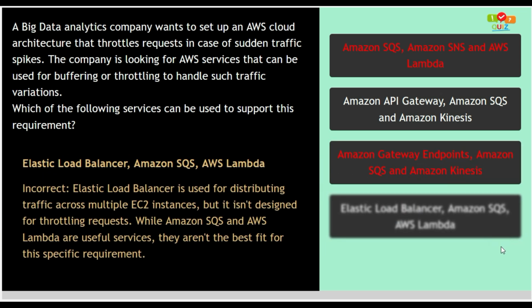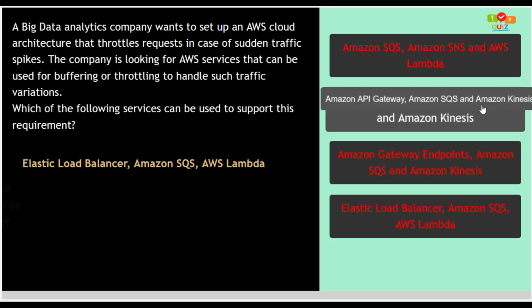Option 4, Elastic Load Balancer, Amazon SQS, AWS Lambda, these are also incorrect because Elastic Load Balancer is used for distributing traffic across multiple EC2 instances, but it is not designed for throttling requests. While Amazon SQS and AWS Lambda are useful services, they aren't the best fit for this specific requirement.